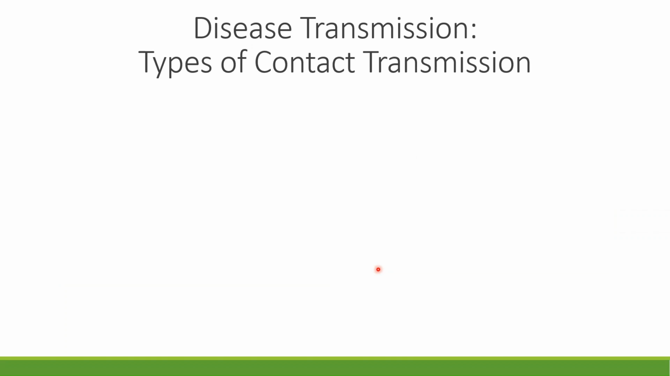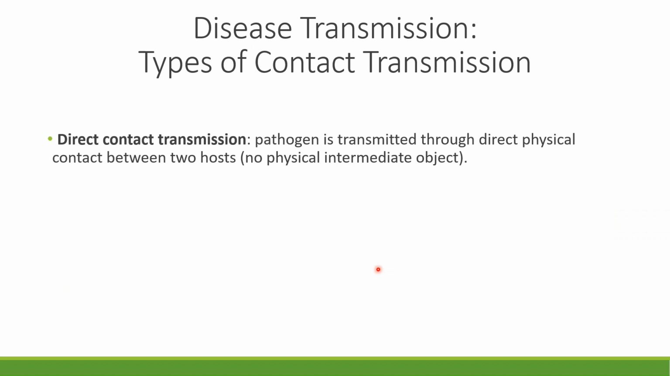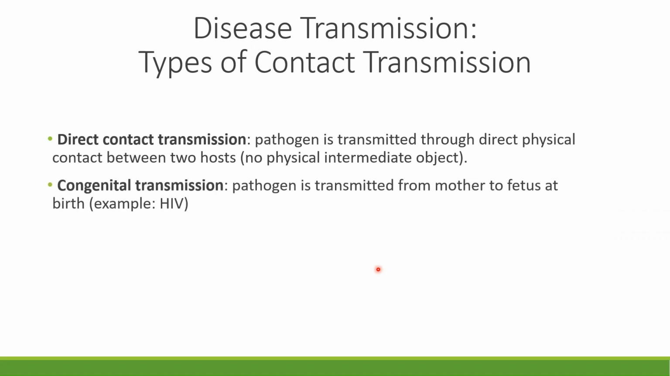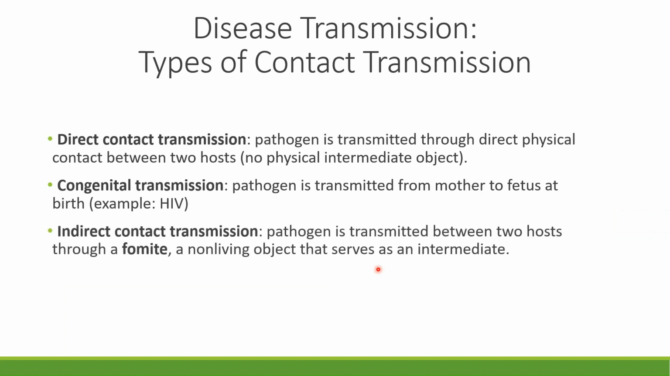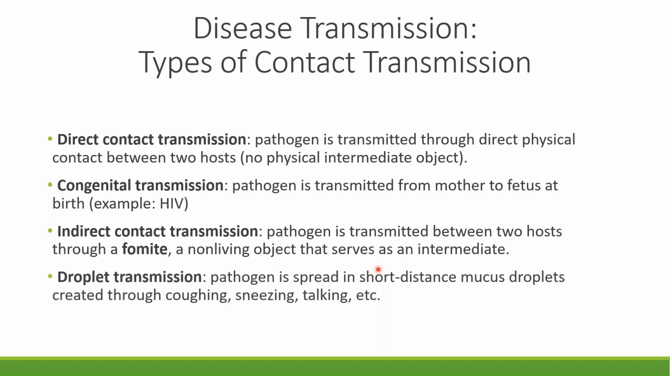We can categorize the different types of contact that diseases can come from. Direct contact transmission is when there's direct physical contact between the hosts. Congenital transmission is where it's passed from mother to fetus, and this occurs at birth, of course. Indirect contact transmission is where there's something in between that carries it from one to the other through a fomite, which is a non-living object that serves as an intermediate. So maybe a doorknob that you touch, and someone else touches that and, if you have the flu, they pick up the flu from you from that source.